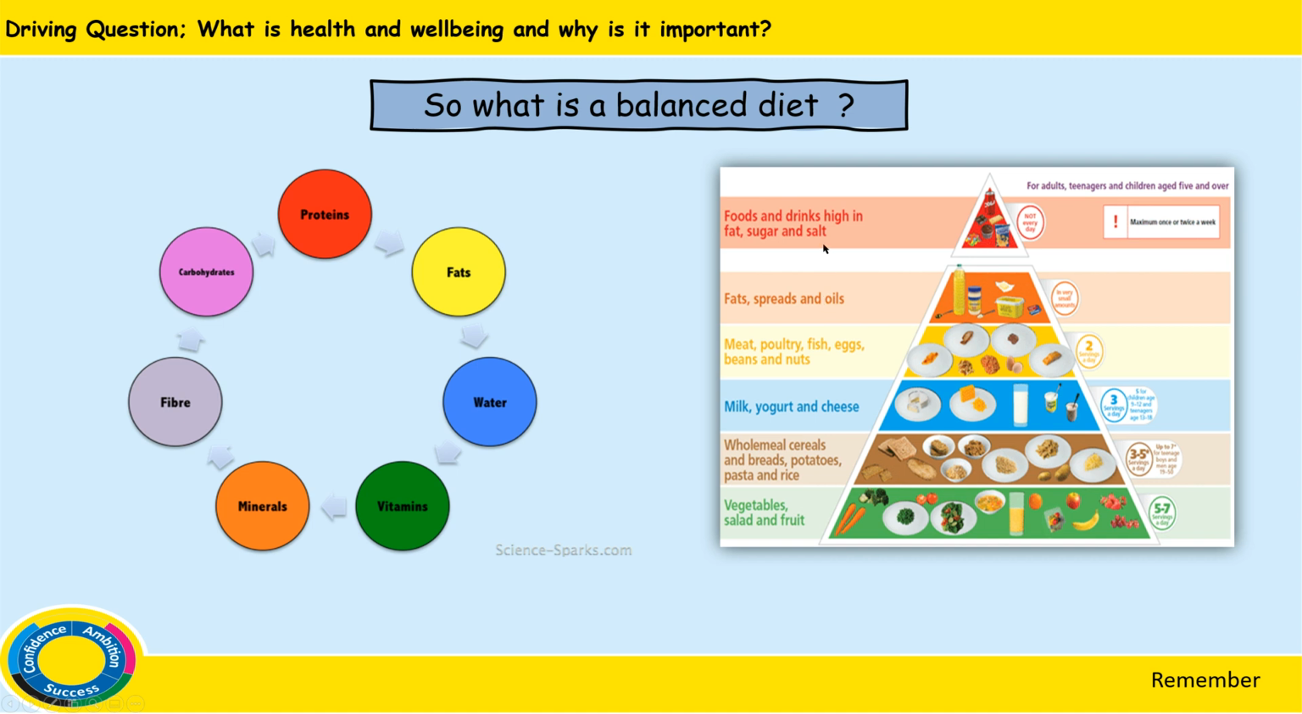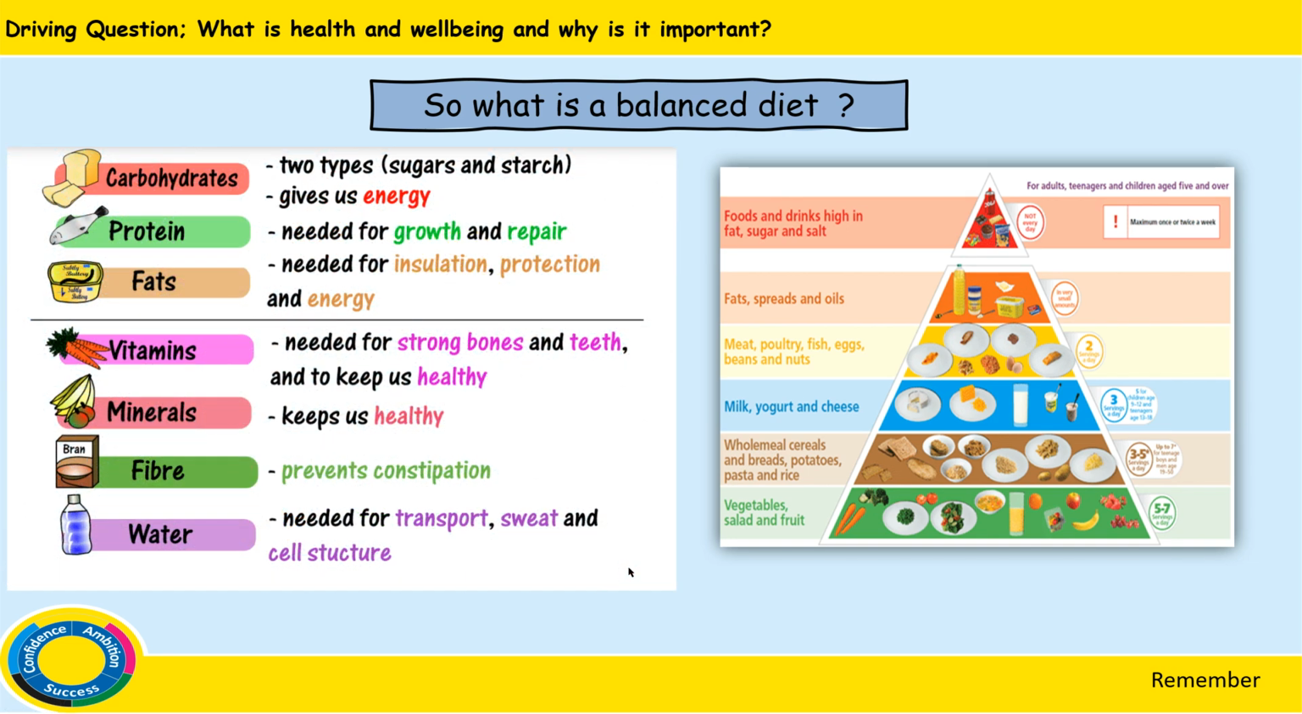And then move up to our last part, which is the nice stuff. It's always the nice stuff we're not allowed a lot of. So food and drinks high in fat, sugar and salt. So we get our fats and we get some sugars as well. Not always good for you in large amounts. So that's our balanced diet. So there we go. Okay. So if you need to, please make a note of those food types and which of those 7 parts make up a balanced diet.